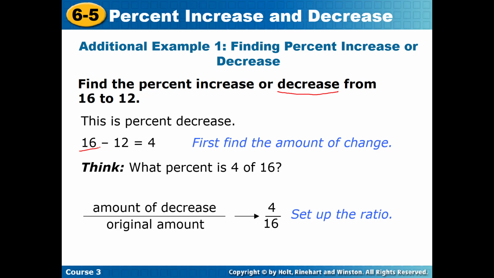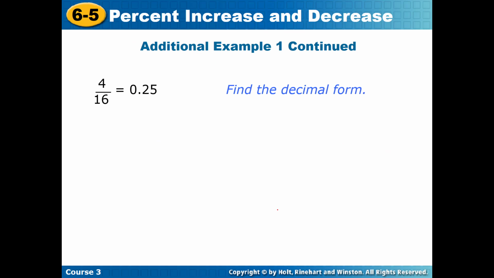So we take the 16, we take the 12, we subtract those, we get a 4. This is called the amount of change. Okay, so now we write a percent problem, and it says, what percent is 4 of 16? Well, that's our ratio of amount of decrease divided by the original amount. So decrease divided by the original, so we do 4 divided by 16, and that's going to give us a decimal. And you see that the decimal that gives us is 0.25.